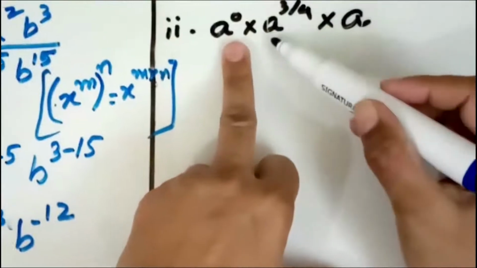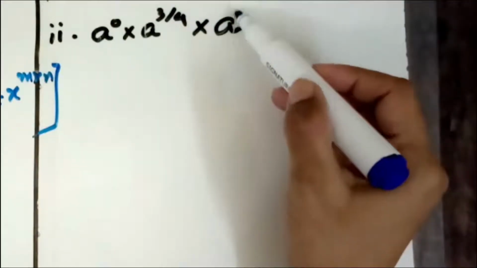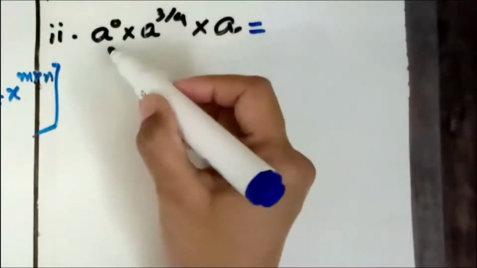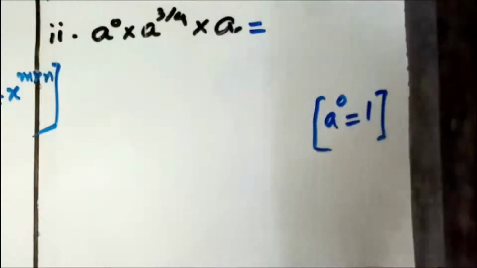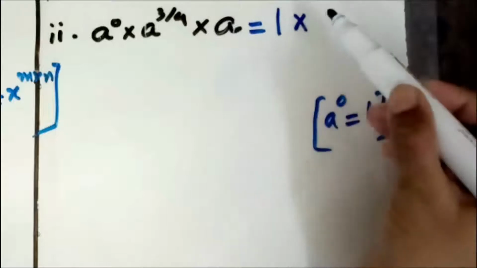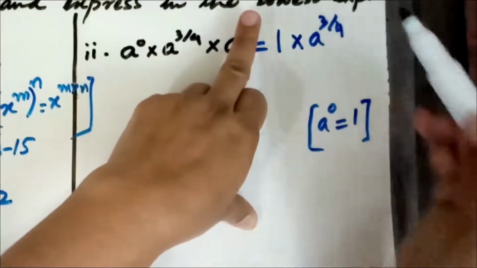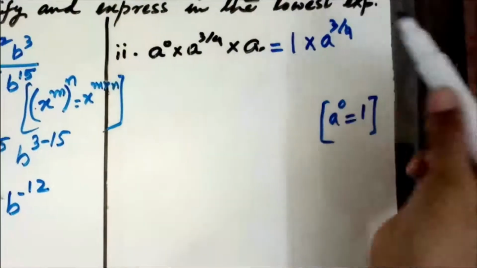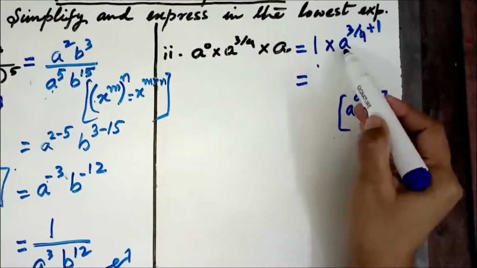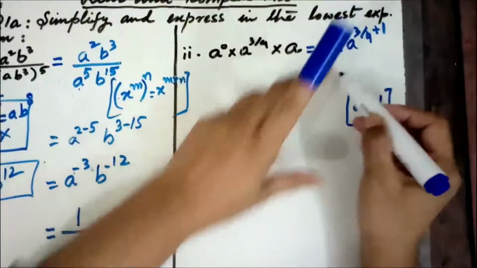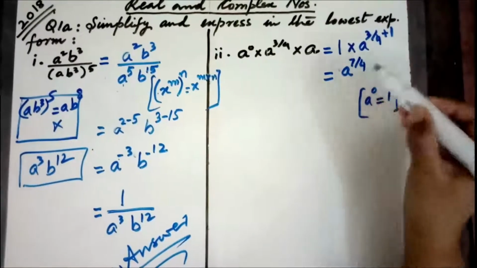Now we are going towards next part, which is a raised to the power 0 multiplied by a raised to the power 3/4 multiplied by a. Here there is no power on a, and you know that when there is no power, there would be 1. a raised to the power 0, everybody knows, is equal to 1. So I will write here 1 multiplied by a raised to the power 3/4. Bases are same, powers would be added. Clear? This is called law of sum of powers. So I will write 3/4 plus 1. 4 ones are 4, 4 plus 3 is 7. 7 upon 4. This is your answer.